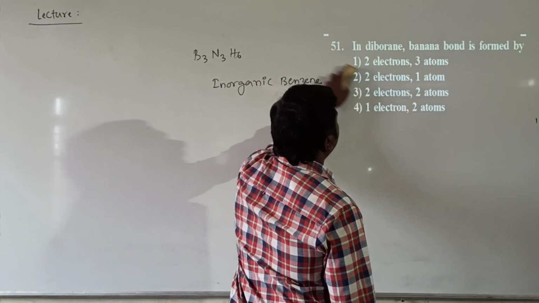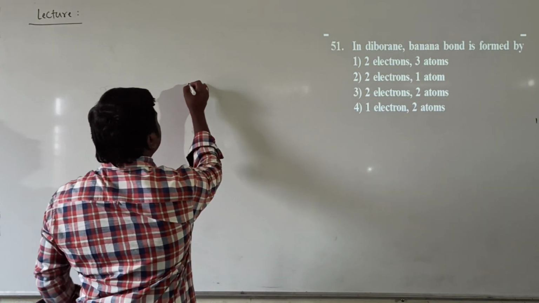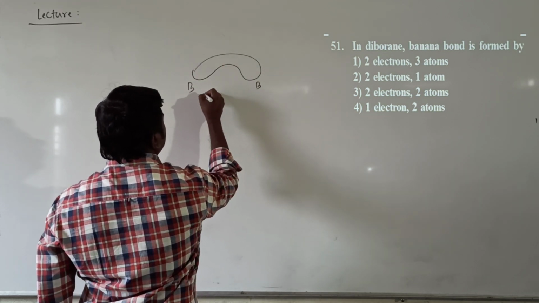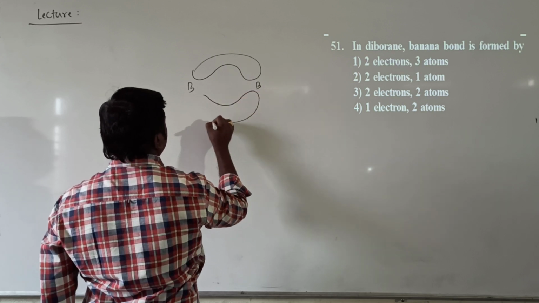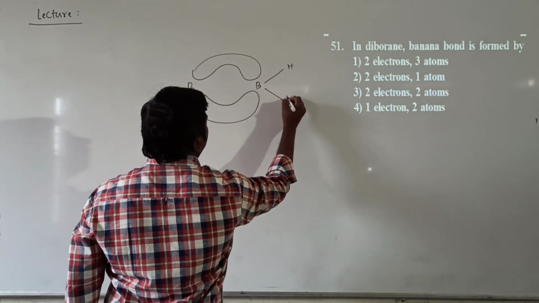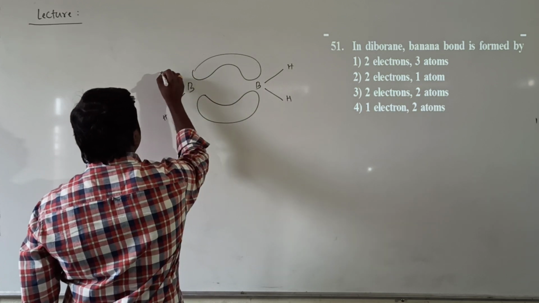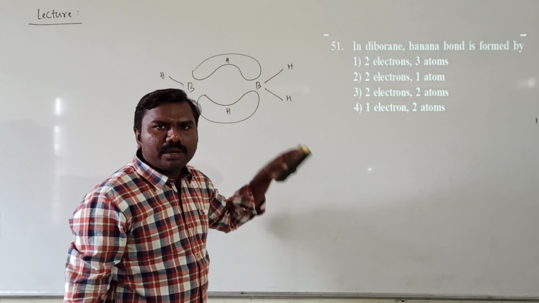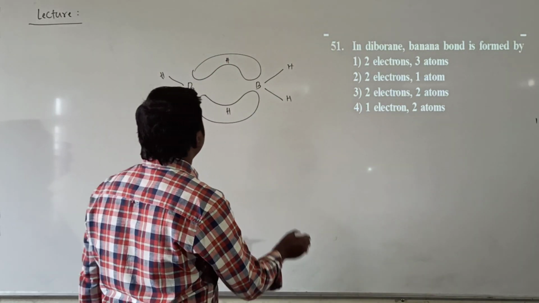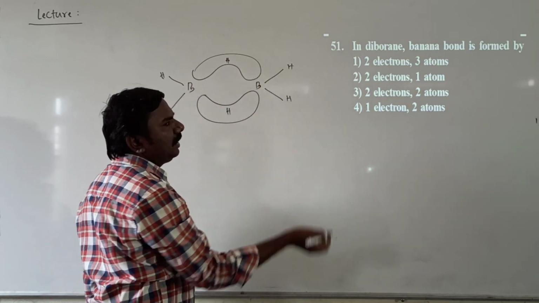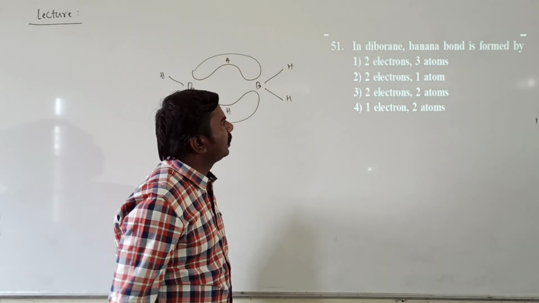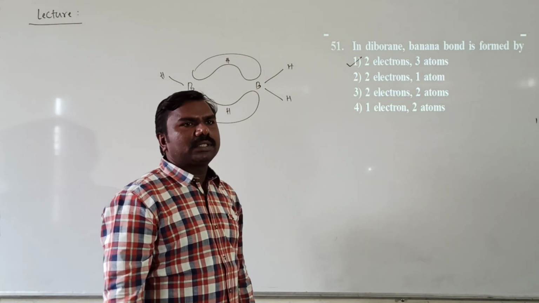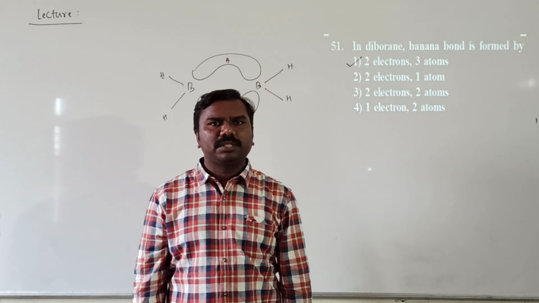In diborane, banana bond is formed by boron and hydrogen. In the banana bond, totally 2 hydrogens are there. That's why the banana bond is a 3-centre, 2-electron bond: 2 electrons and 3 atoms. In the last video the structure was given, you just follow the structure.